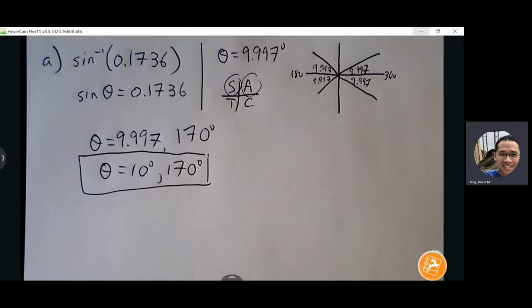Okay, the rest of the problems are going to feel like this. So any questions? Because if you can get this, then everything should feel like the same thing. Yeah. Can you write down the 170 again?